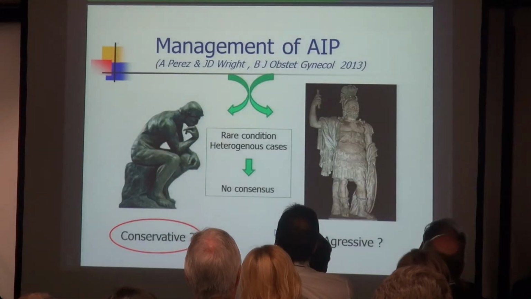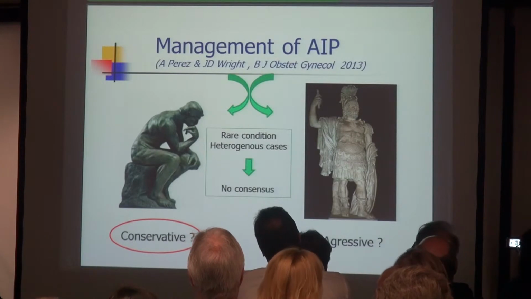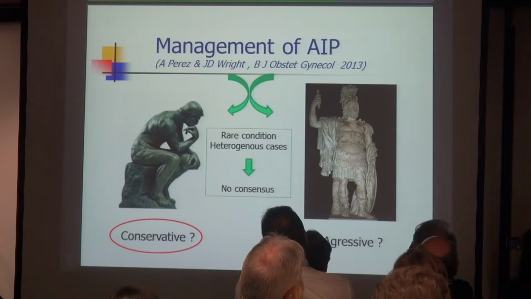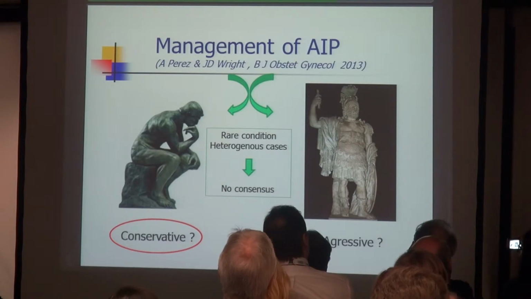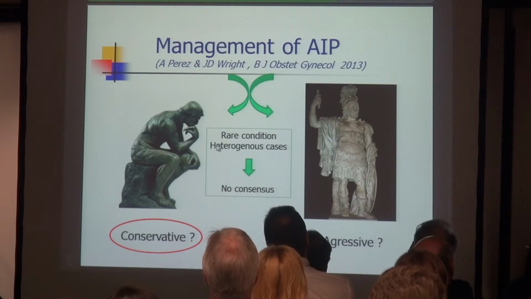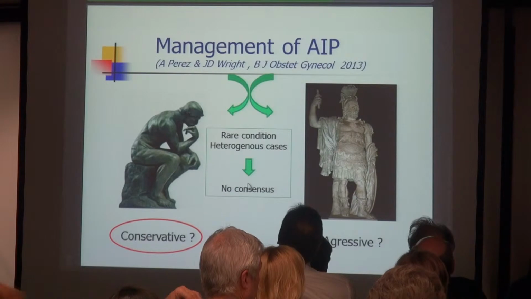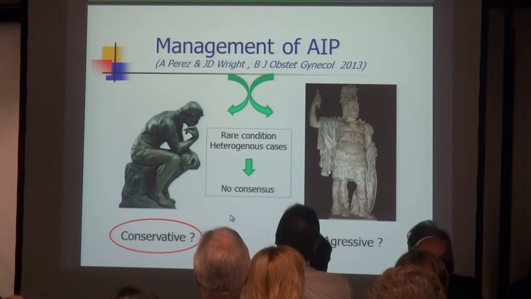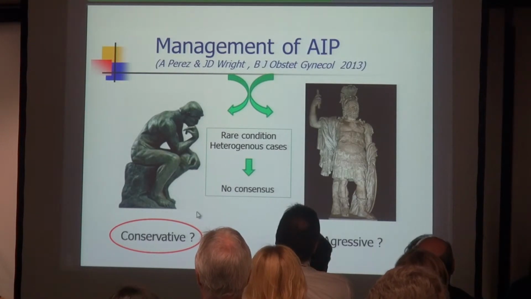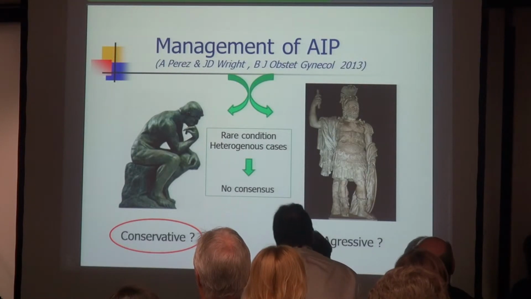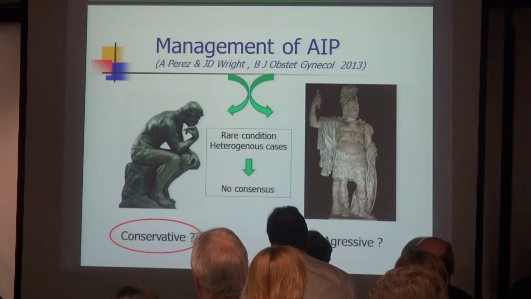So managing this abnormally invasive placenta is really a big question because the disease was until now a rare condition, but it's going to change. And all the cases are different, the family desires are different. So there is really no consensus about what to do. Do we have to be conservative or should we be aggressive? I will discuss the conservative management.